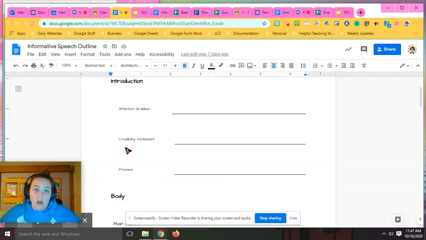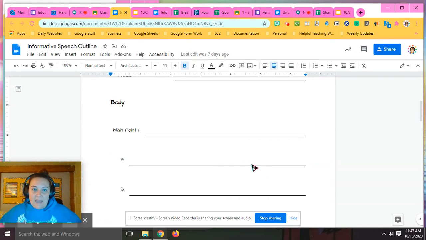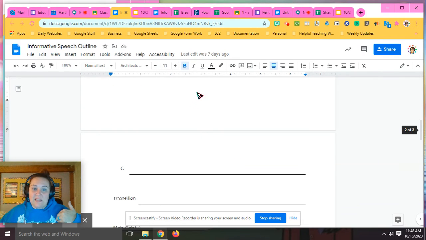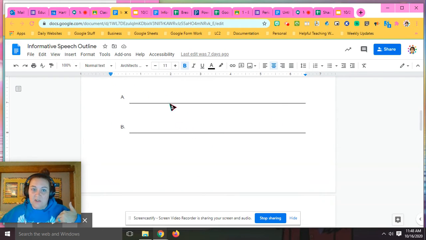Make sure that when you talk about your credibility statement and preview that we know the topic that you're going to be covering in your speech. As we scroll down, there's going to be 3 main points. You write your 3 main points based on what you found in your note-taking sheet. So what are 3 things about the topic that you're going to be informing us about within the speech? For each topic, you should have at least 3 subpoints that you're going to make.